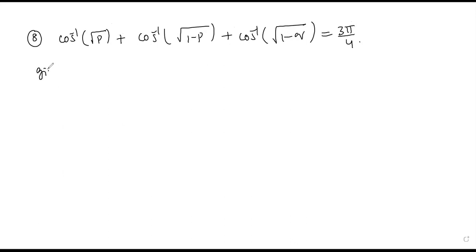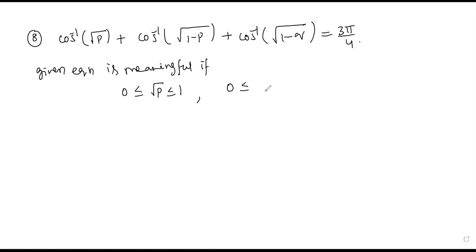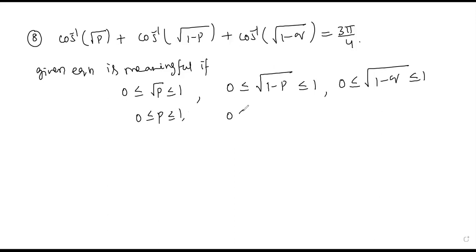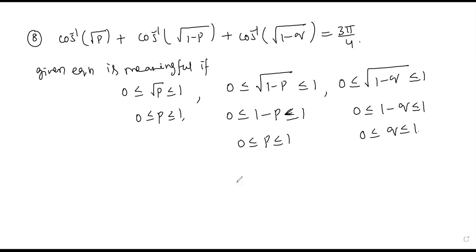So clearly, the given equation is meaningful if 0 is less than or equal to root p less than or equal to 1. The square root function cannot be negative, so don't take minus 1 to 1. Also 0 is less than or equal to root of (1 minus p) less than or equal to 1, and 0 less than or equal to root of (1 minus q) less than or equal to 1. From the first, we get 0 less than or equal to p less than or equal to 1. From the second, squaring, we get 0 less than or equal to 1 minus p less than or equal to 1, and after simplifying, again 0 less than or equal to p less than or equal to 1. And from the third, squaring, 0 less than or equal to 1 minus q less than or equal to 1, so after simplifying we get 0 less than or equal to q less than or equal to 1.